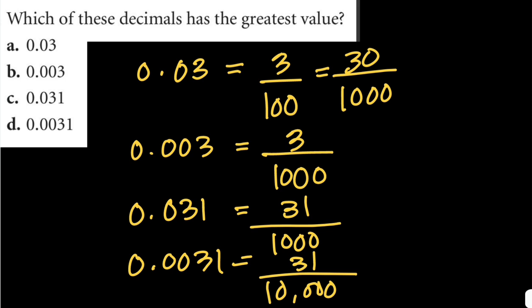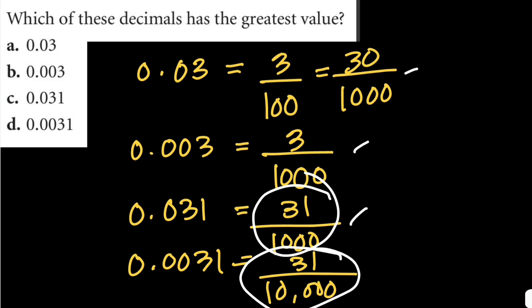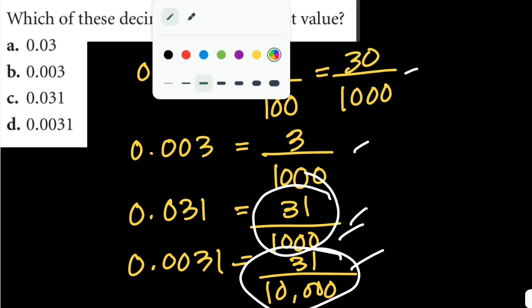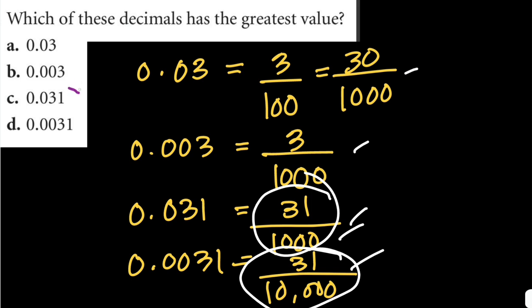All right, so let's compare the thousandths first. This one and this one and this one. All right, so they have different numerators. They have 3, 30, and 31. Therefore, this one has the greatest value among the three. And then we compare this with the 31 over 10,000. And the denominator of this fraction, 10,000, is larger than the denominator of this one, 31 over 1,000. Therefore, 31 over 1,000 has the greatest value. So the answer here is letter C.